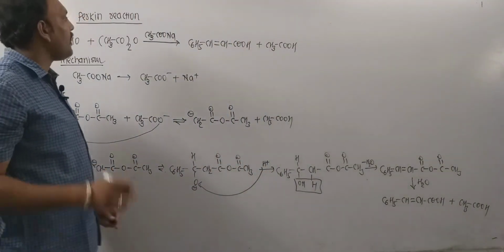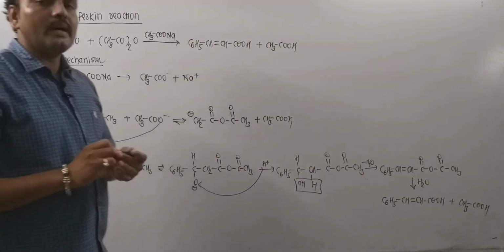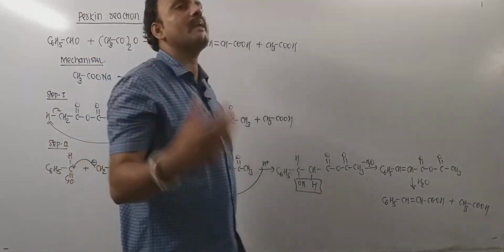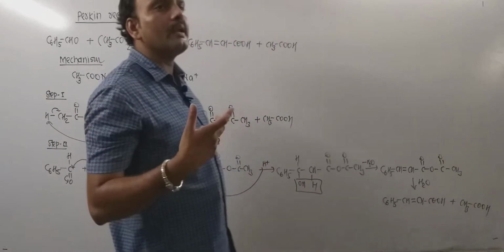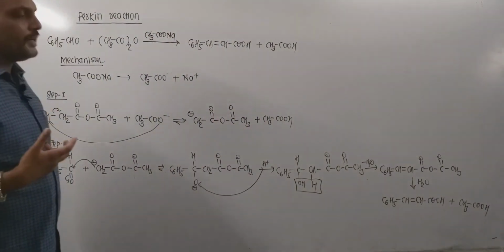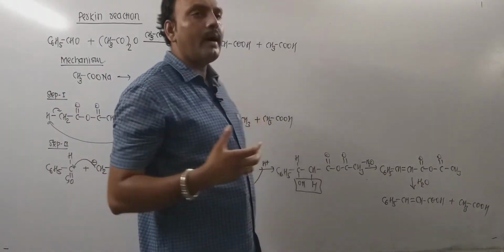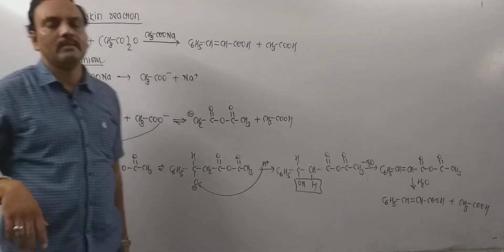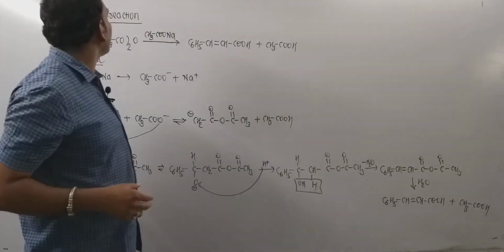Thus aromatic aldehydes undergo condensation with aliphatic acid anhydride having at least 2 alpha hydrogen atoms, and it gives alpha beta unsaturated carboxylic acid on completion of reaction. That's what all about Perkin's reaction.